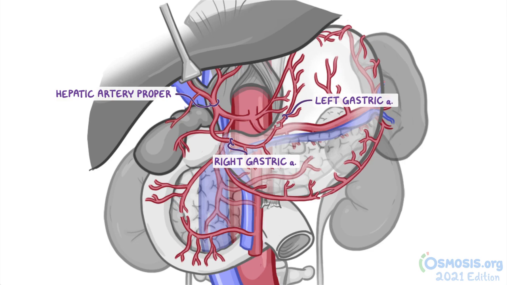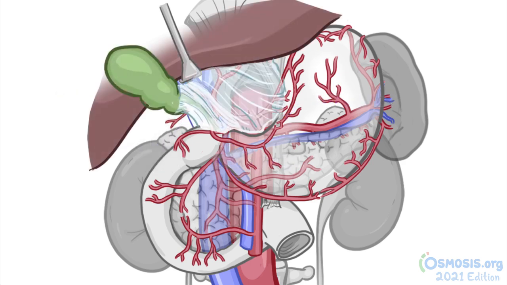Finally, the hepatic artery proper branches into the left and right hepatic arteries, which supply the liver. The right hepatic artery also gives a branch called the cystic artery that goes within the hepatoduodenal ligament to supply the gallbladder and cystic duct. So, in essence, the celiac trunk, through its branches, supplies all the structures of the foregut.